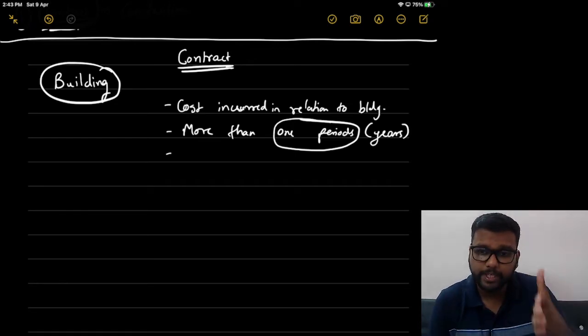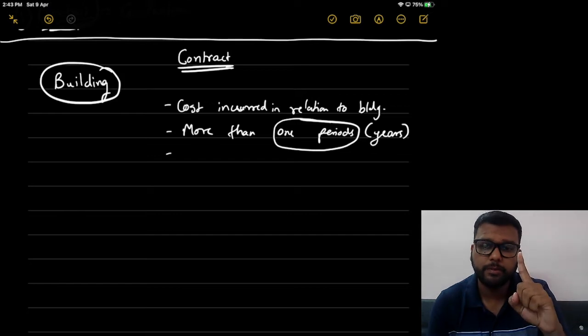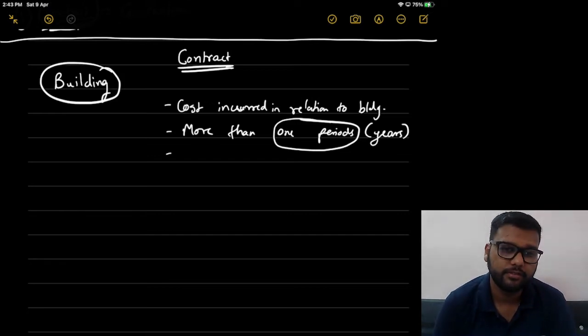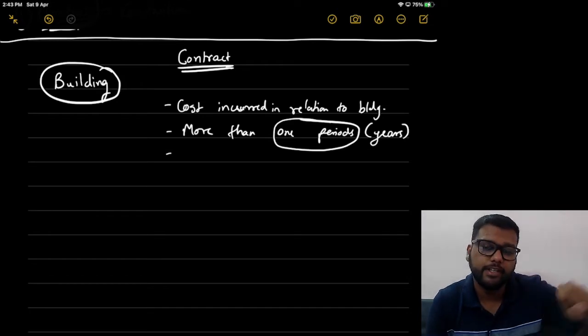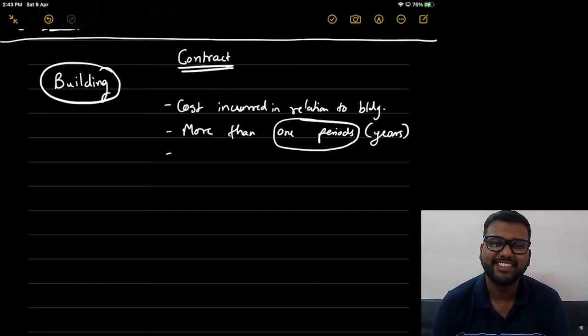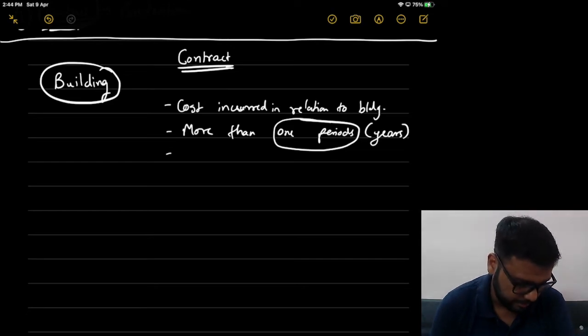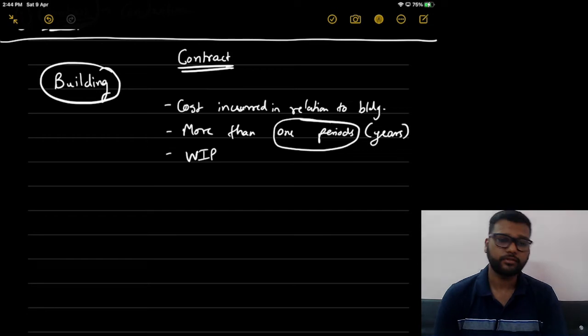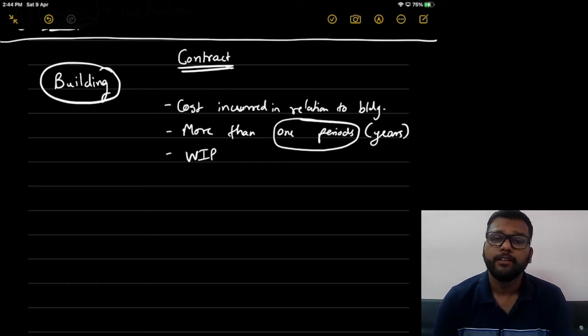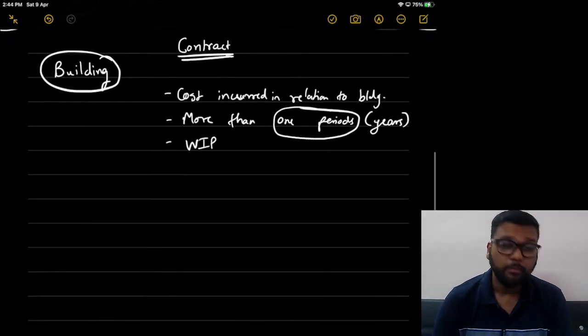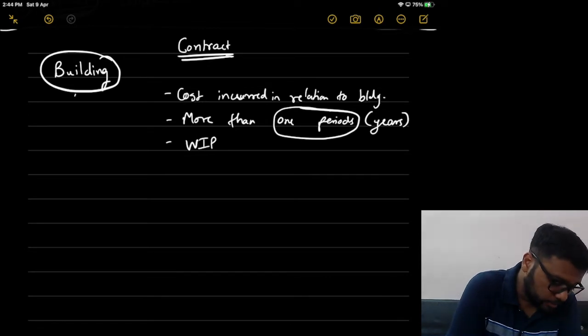If we have to break it in between, then there will be one specific issue at year end. We'll have to do something at year end and then again do something at beginning of next year. Closing, opening. Very good. There will be some work in progress, right? WIP. So we'll have to deal with the WIP also. Fine. Now understand, building is also just a job only.